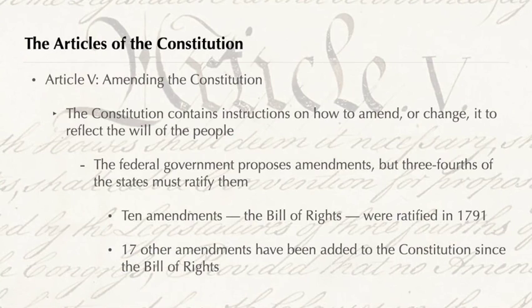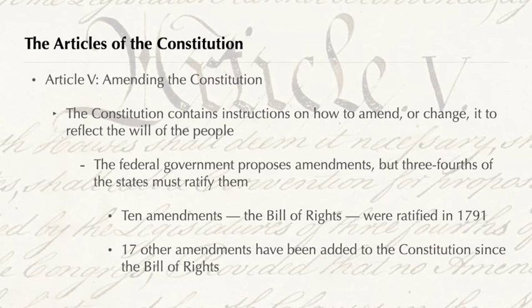The framers knew that future Americans might want to change the Constitution. Therefore, they included in the Constitution instructions for making amendments or changes. To ensure that each change reflects the will of the people, 3/4 of the states must approve an amendment. In Lesson 7, you will learn more about the amendment process. When you read the Constitution, you will see that a series of amendments follow the 7 articles.